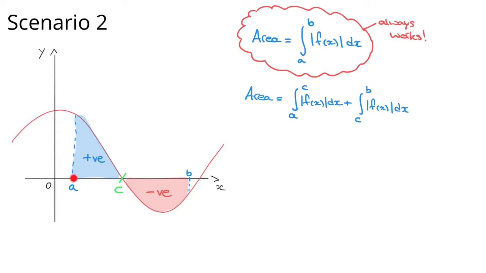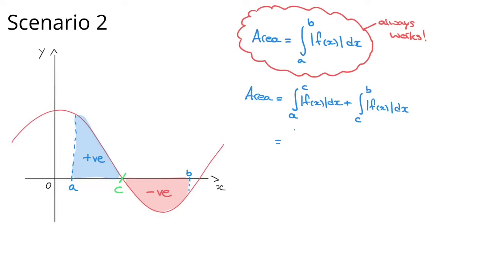And now, for x values between a and c, we notice that the curve is above the x-axis, meaning f of x is positive here. When that happens, the absolute value of f of x does absolutely nothing at all, meaning we can get rid of the absolute value. On the other hand, for x values between c and b, we notice that the curve is below the x-axis, and that tells us that f of x is negative here. And when that occurs, the absolute value of f of x turns into negative f of x, which makes it positive. So that would look like this.